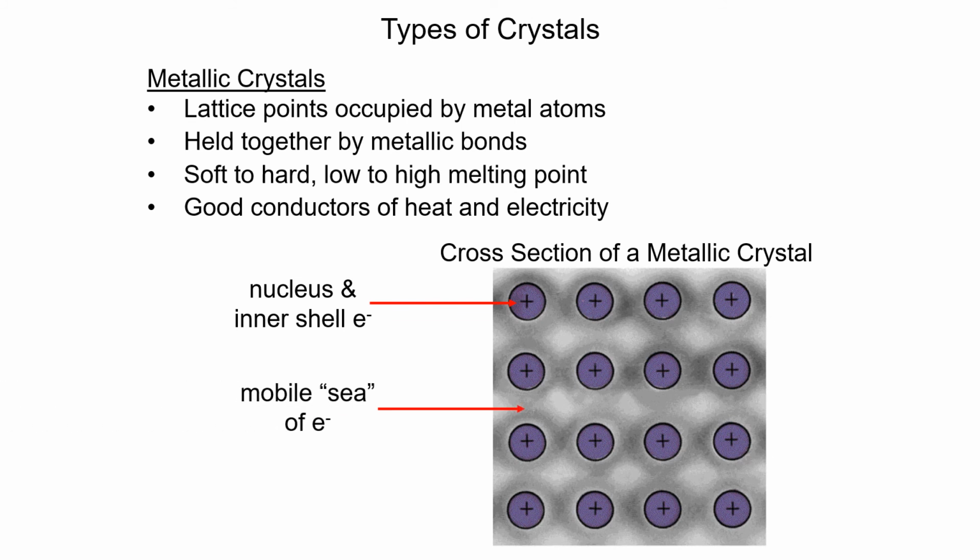And these crystals are described as a sea of electrons. So we have the nuclei of the metal atoms and the inner shell electrons, but then the outer shell electrons are kind of flowing around and belong to the crystal as a whole. Examples of metals: most metals do this. Mercury, copper, iron, tungsten.